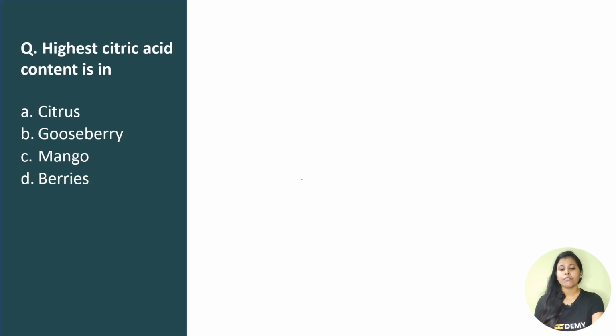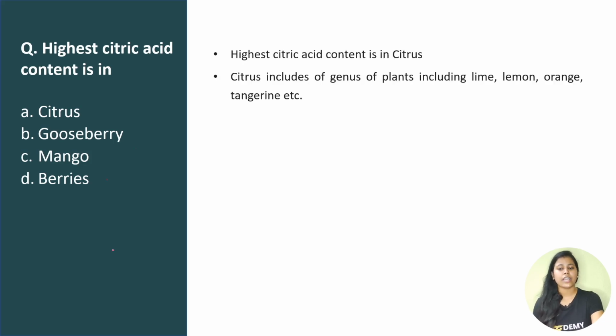Moving on to the next question, a very easy question and the last question of this PPT. The highest citric acid content is in citrus, gooseberry, mango, or berries. Very simple question, you can tell even without seeing the options that the highest citric acid is found in citrus fruits. Even the word citric acid has come from citrus fruits. So we know that citric acid content is very high in citrus fruits such as lime, lemon, orange, tangerine, etc.